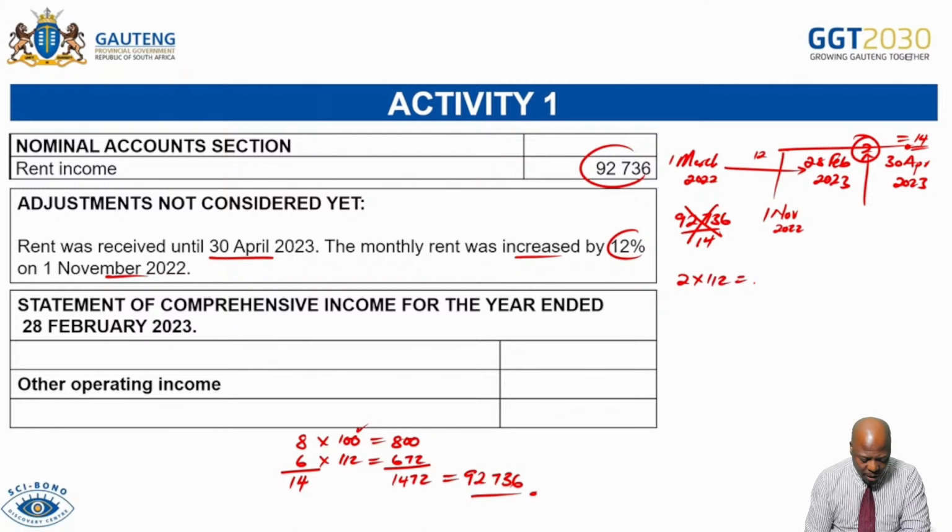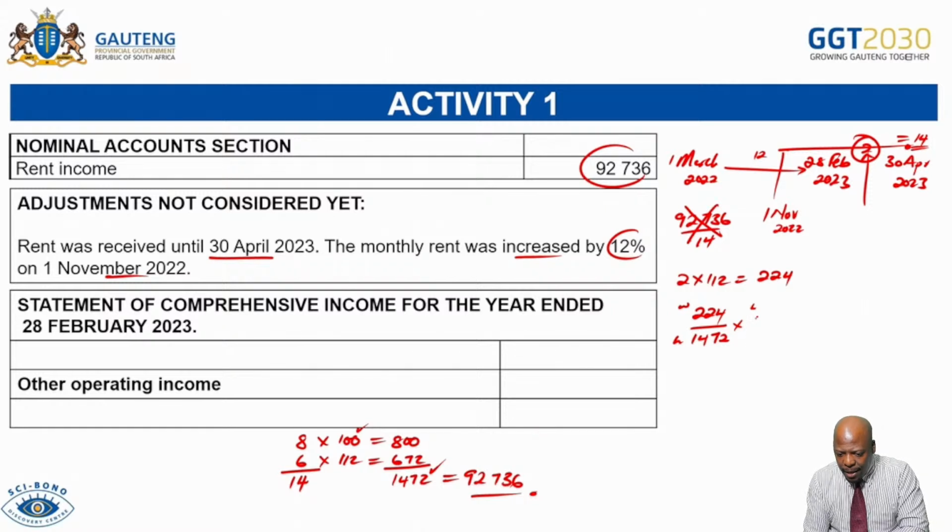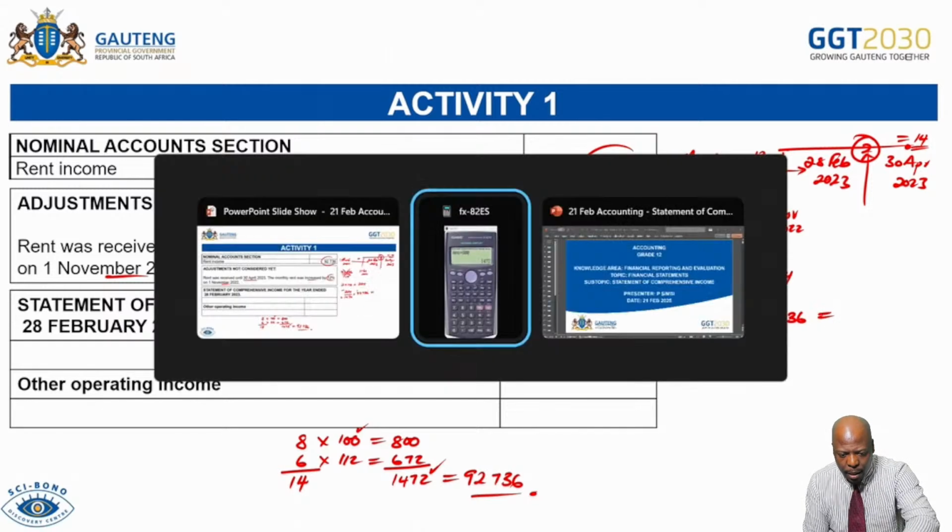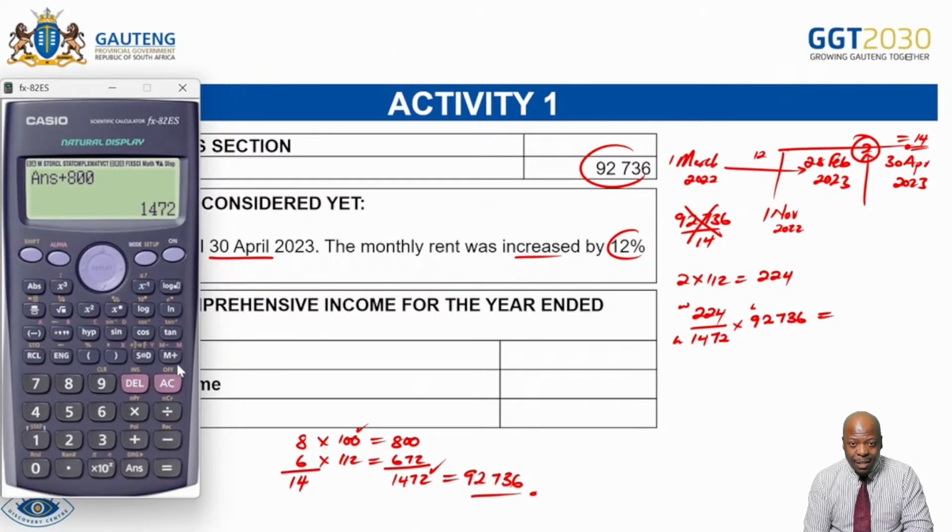That is now going to give me an amount of 224. So the rent that we have received in advance is the 224 over what I have, which is 1472. And that 1472, remember, is what I want over what I have, times what I have. My have in rands is 92736. That is going to give me the amount that I've received in advance for the 2 months.